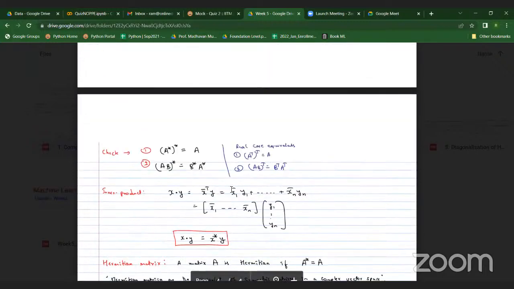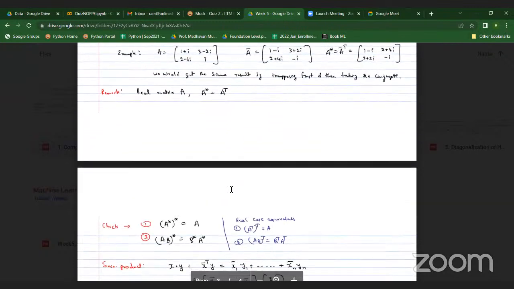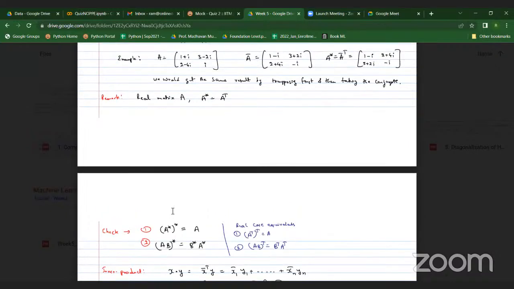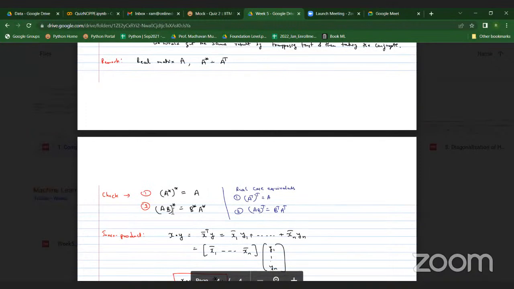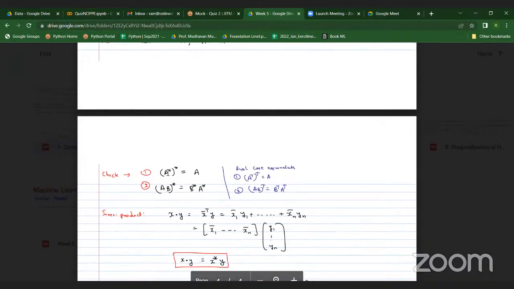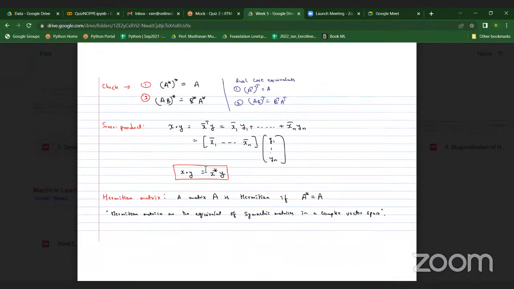So that is the inner product, and this A star is just A conjugate transpose. It is a simpler way of representing it, because we use this conjugate transpose multiple times. They just represent it as A star, and A star whole star is going to be equal to A. And (AB) whole star, similar to the AB transpose rule, is going to be equal to B star A star.